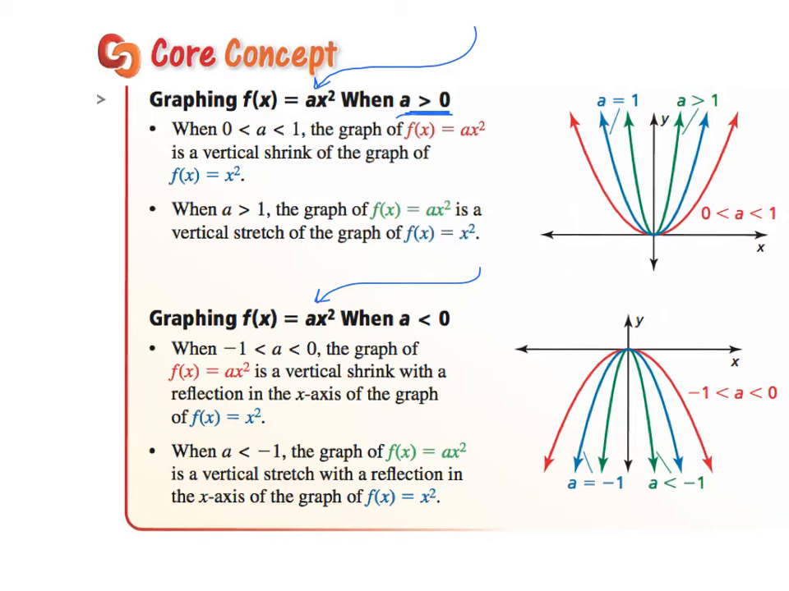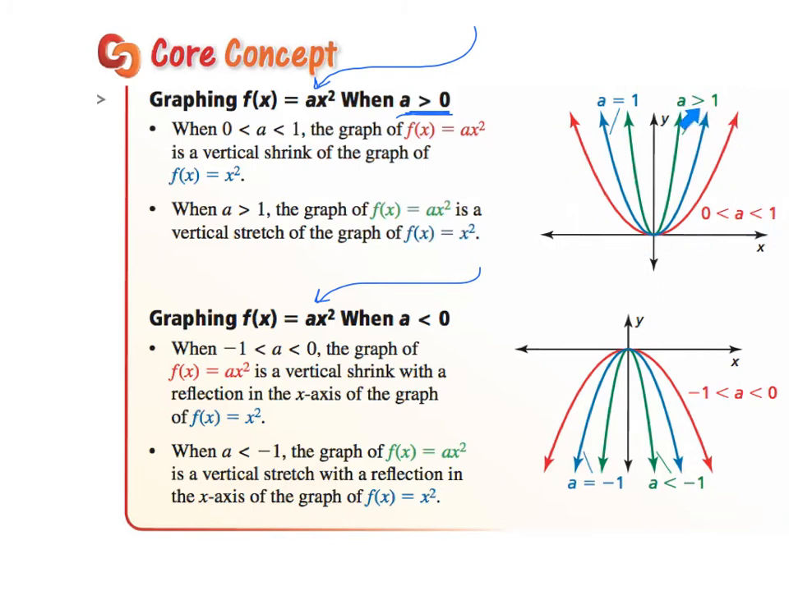If a is between 0 and 1, it's in red, which means it gets wider. It's a vertical shrink. I would also call this a horizontal stretch. It's stretching it. So the red represents if it's 0 to 1.